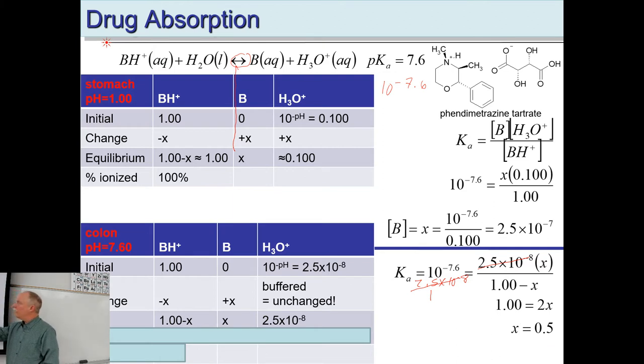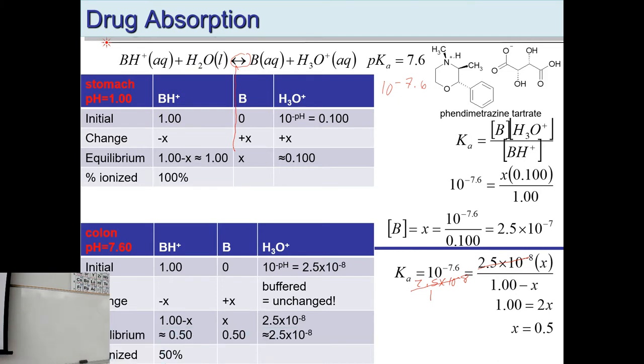And if x is 0.5, then look what we have on our equilibrium row. We're 50% ionized, because 1 minus 0.5 is 0.5, and then 0 plus 0.5 is 0.5. So we've just shown with the ICE table that when the pH equals the pKa, we're 50% ionized. We can see that also in a couple more slides when we talk about the Henderson-Hasselbalch equation: when the C base equals C acid, you end up with pH equals pKa. So 50% of our ionized base is remaining. The other half has been deprotonated.